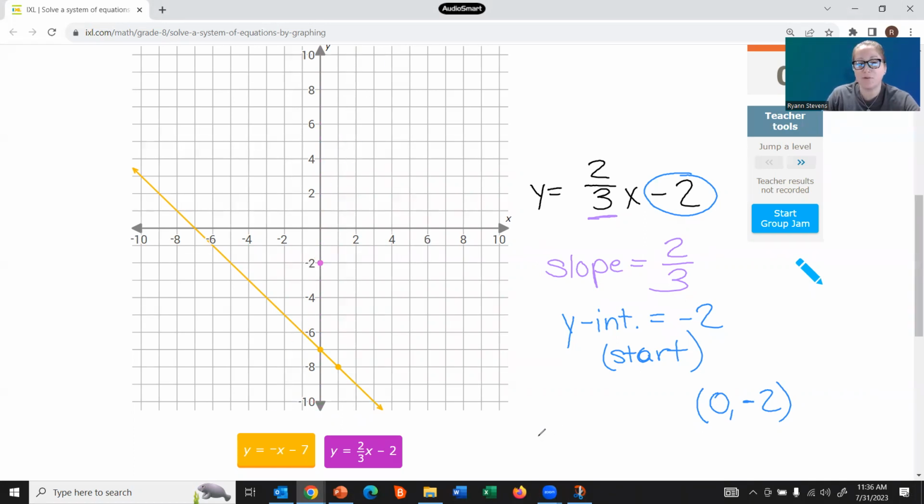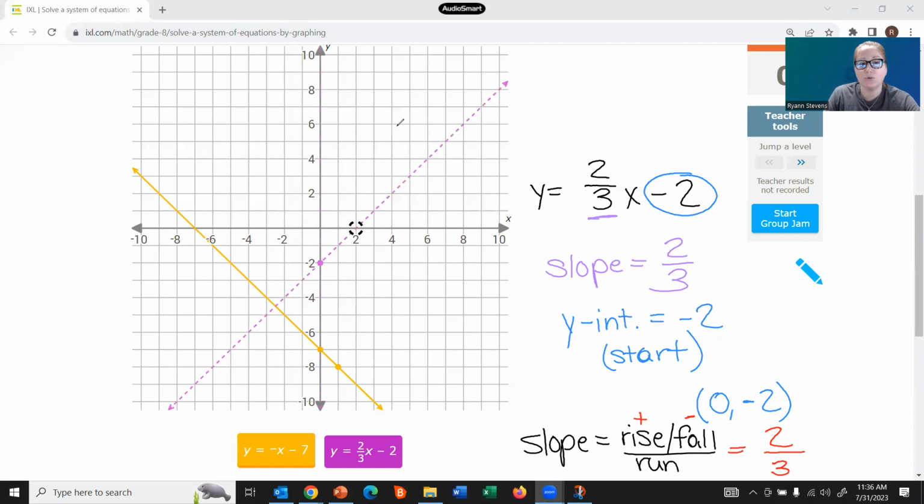Our next point, we have to remember that our slope is, again, our rise or our fall over our run. So if it's a positive number, we're going to be rising. If it's a negative number, we're going to be falling. So in this case, we have a fraction, so it's going to tell us it's a positive fraction. So we are rising. We're going to rise 2 places, and then we're going to run 3 places. So from this point, we're going to go up 2 places, 1, 2, and then we're going to go over 1, 2, 3 places and plot our next point.